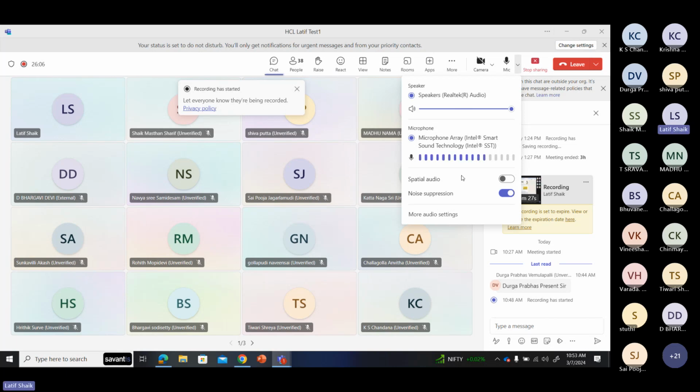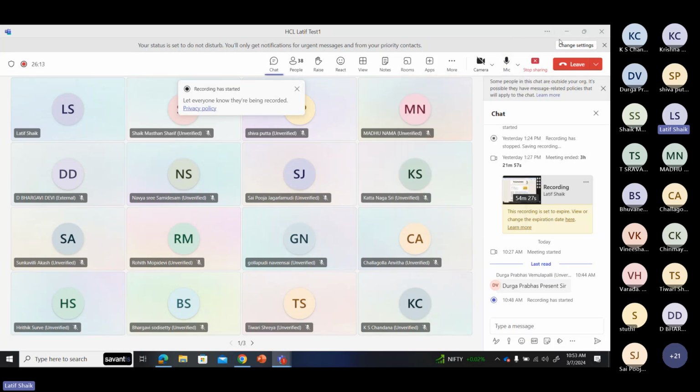Okay. So spatial audio or noise suppression is on. Okay, so we'll see.